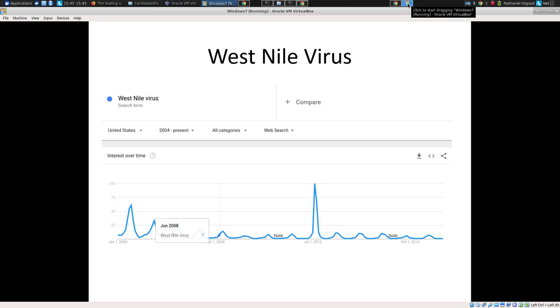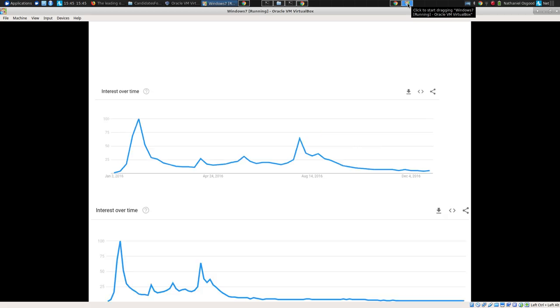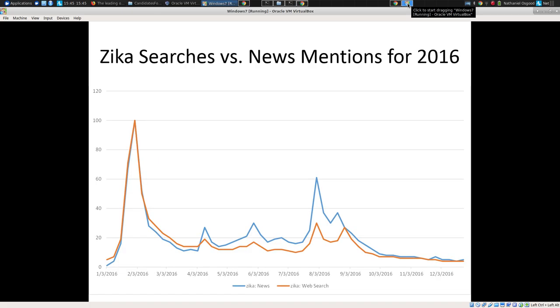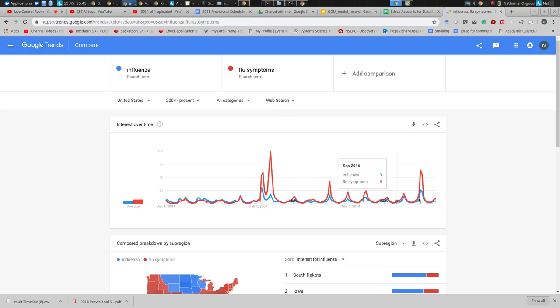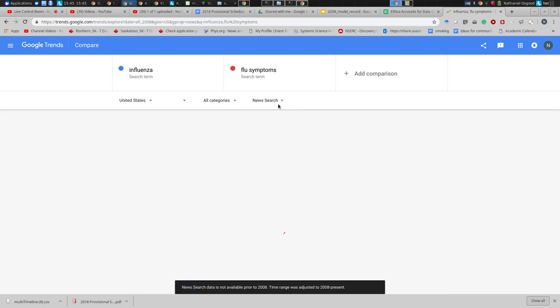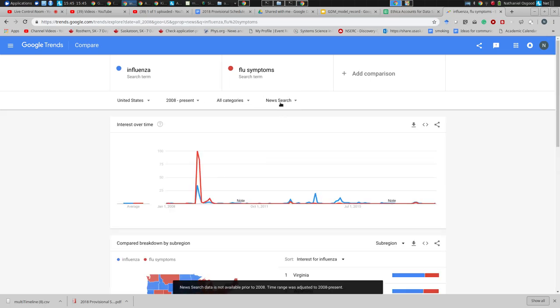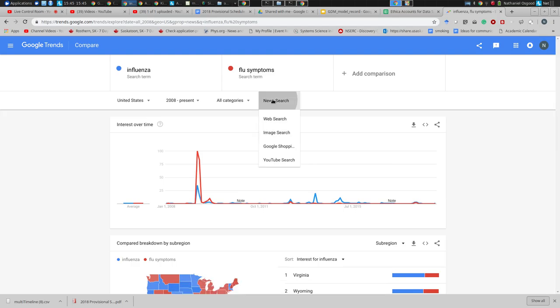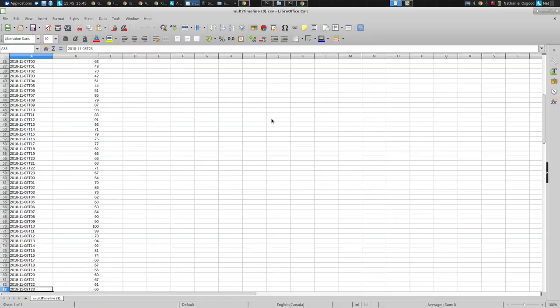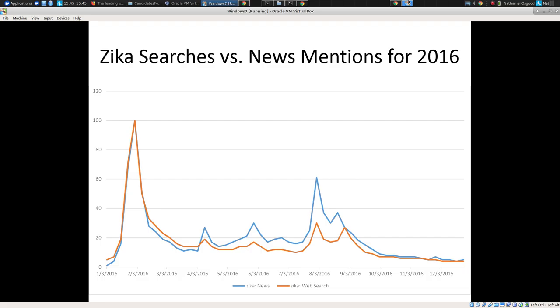Okay, this is West Nile virus here, and this is in the US. Two different ones. Okay, this is Zika searches. Google provides a way of looking at news mentions. So within the interface here, you could look at web searches, or you could look for news sources. Okay, this is searching in news articles, for example, and sometimes it is worth seeing the degree to which media mentions might be playing a role.